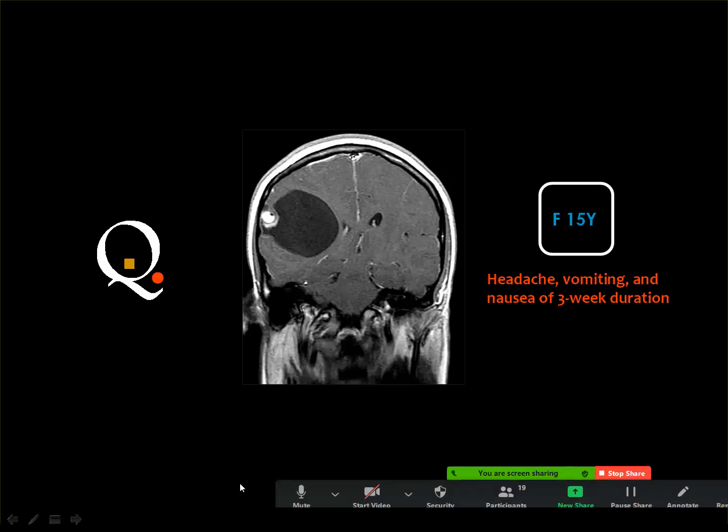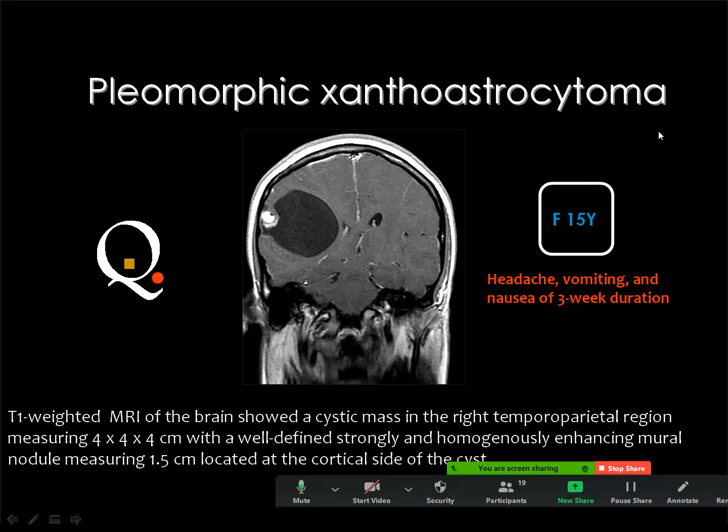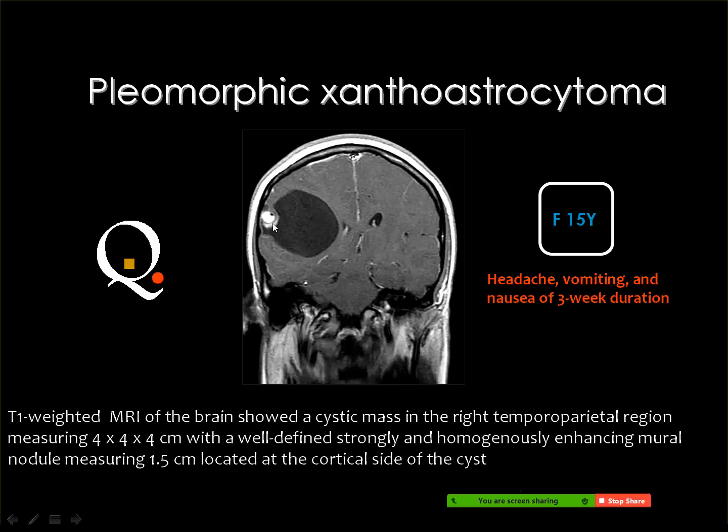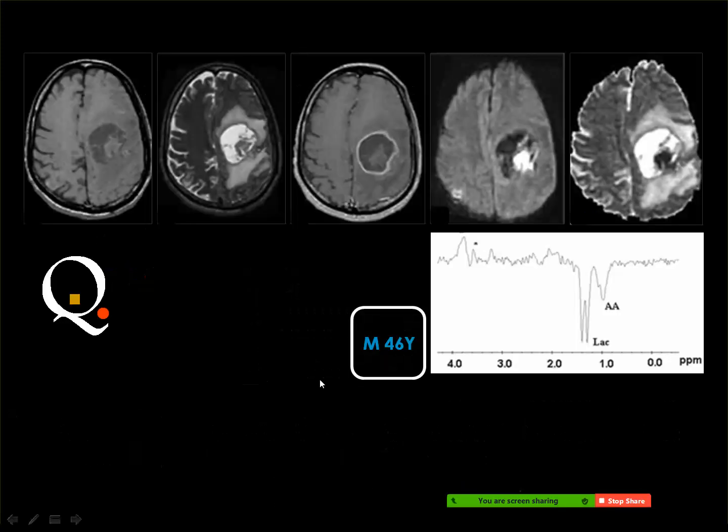Pleomorphic xanthoastrocytoma, PXA. PXA is a good diagnosis because of the cystic lesion with an enhancing mural nodule, and the nodule is peripherally located.